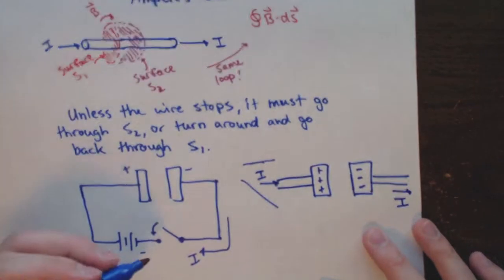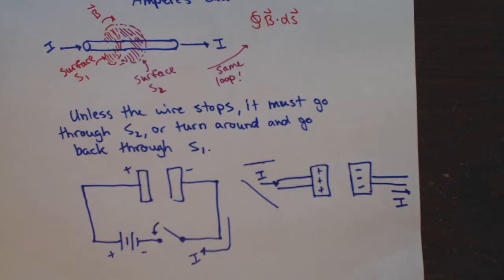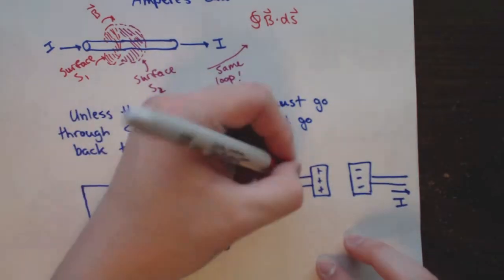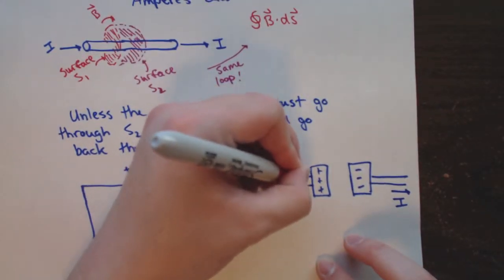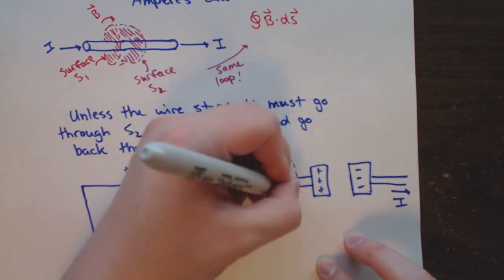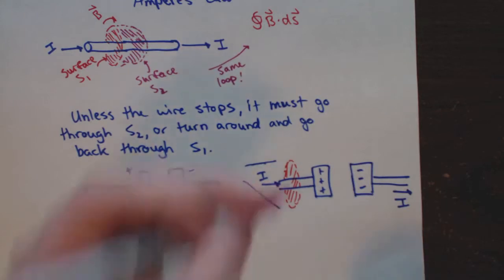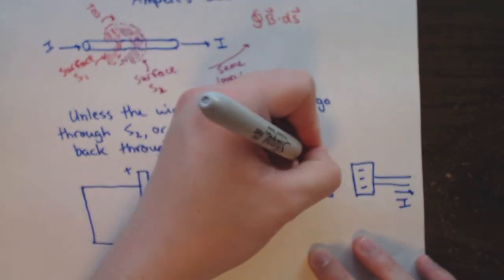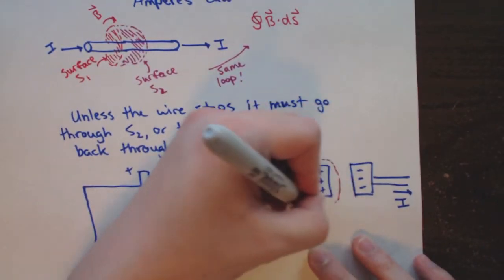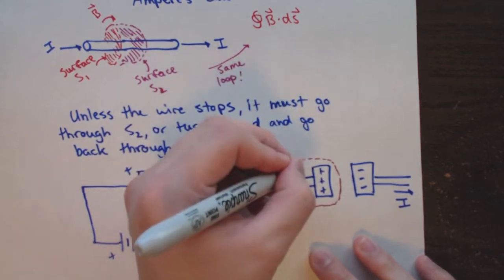So you have kind of a net current, and that current is changing over time. But there is a current. Right, and so again, since there's a current, we can draw this kind of imaginary circle, this imaginary loop around the wire, and investigate the surface.